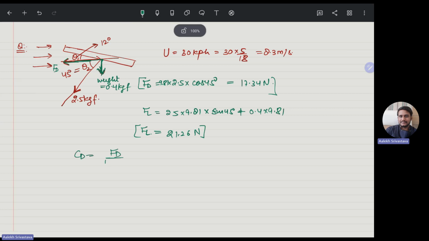So force of drag divided by half rho u square A. Okay. So if you just put the drag force is 17.34 and divide by half rho, which is 1.25, into u, which is 8.3, whole square, into the area. So we will get a drag force of 0.624, and similarly the coefficient of drag is 0.765.